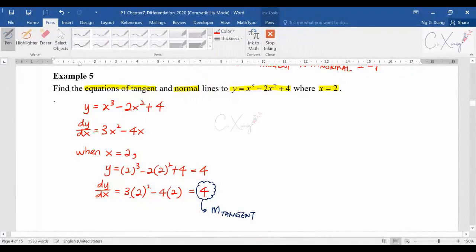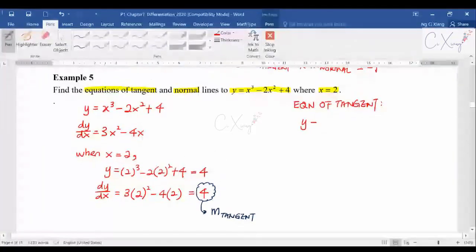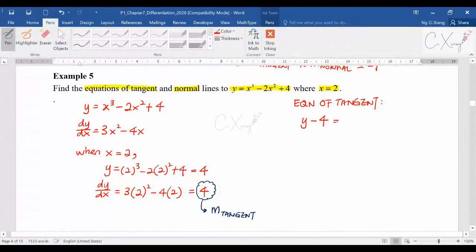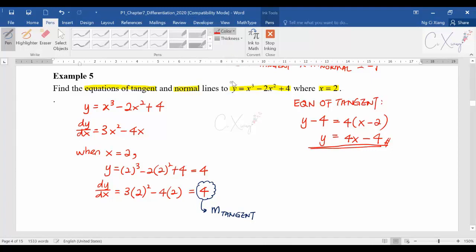Then let's continue. Once you have the point and the gradient of tangent, then you can start forming the equation of tangent. So how to get the equation of tangent? The equation of tangent is y minus y1, so what is the y1? You already got the value just now, which is 4, equals 4 times x minus x1. The x1 is the value that I give you in the question, so it is 2 here. If you simplify it, you will get y equals 4x minus 4. So this is the equation of tangent.